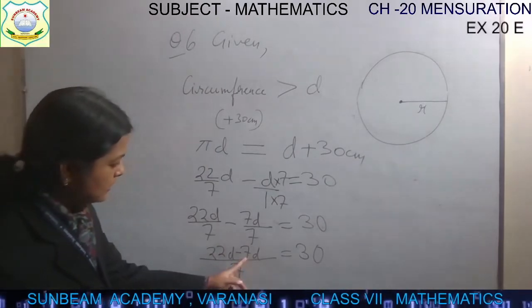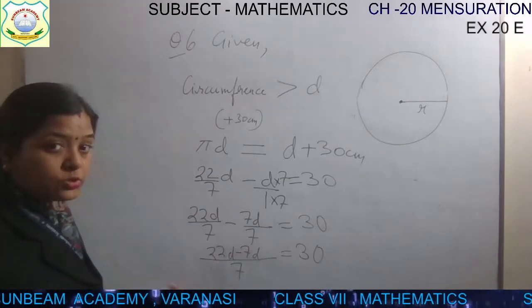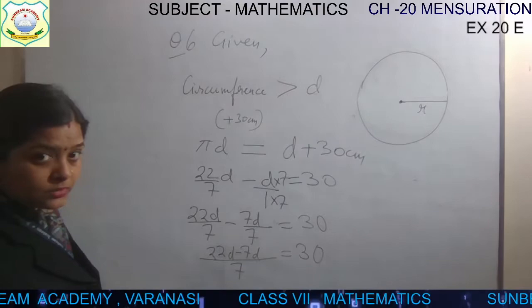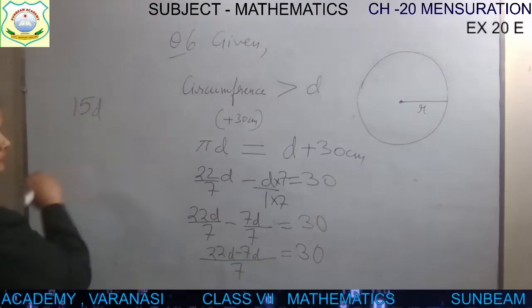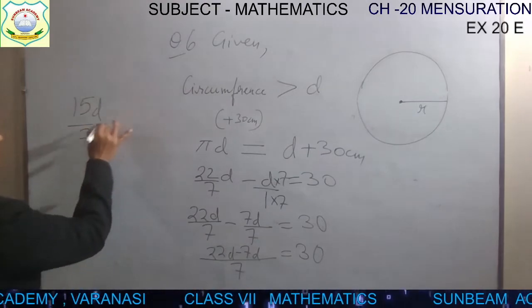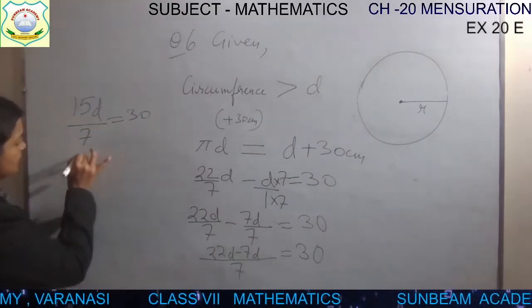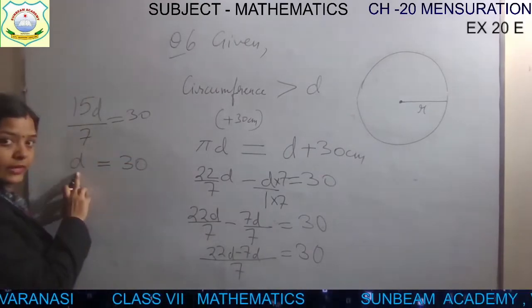7, 7, 22 minus 7. Now subtract it, children. So 22 minus 7 is what? 15. So this is 15D upon 7 is equal to 30. ठीक है? Now keep D on this side. 30 is already on this side. D को यही रहने दीजिए.